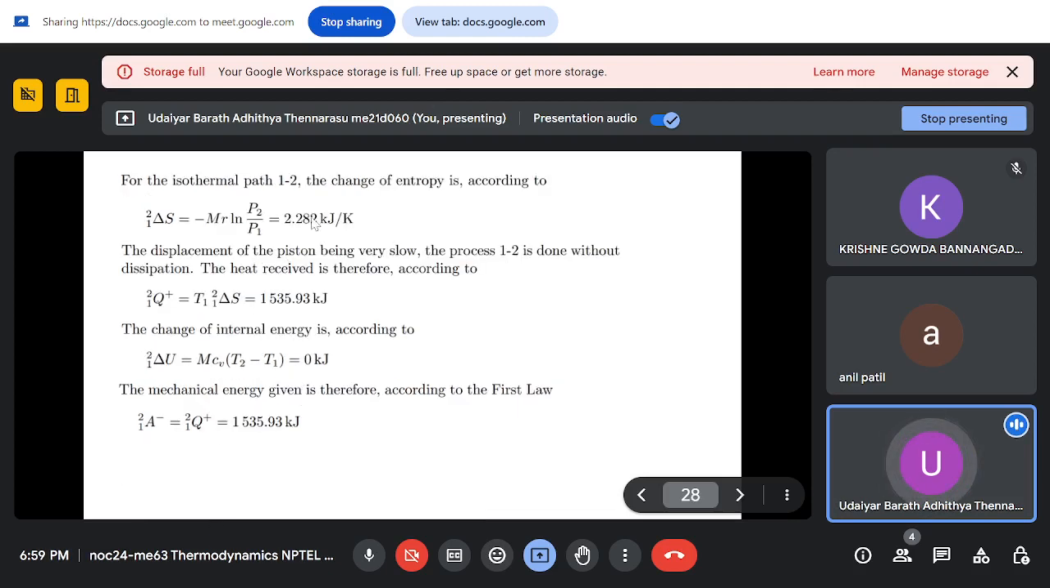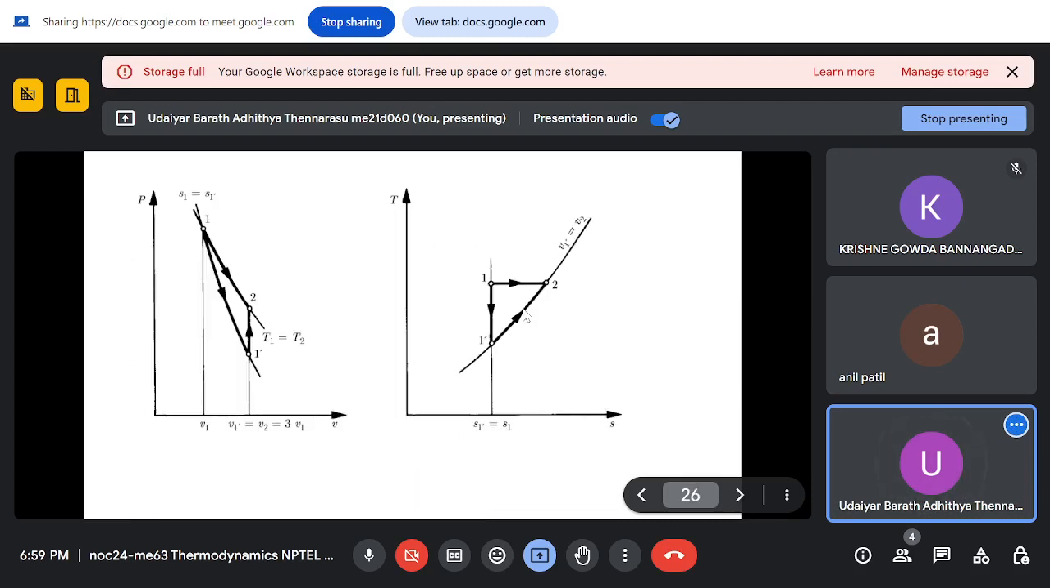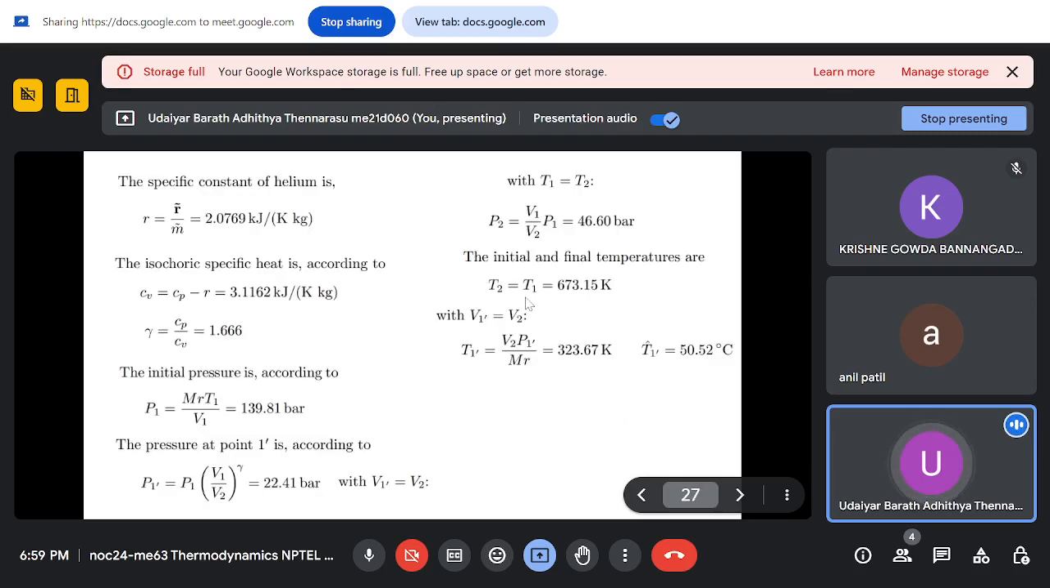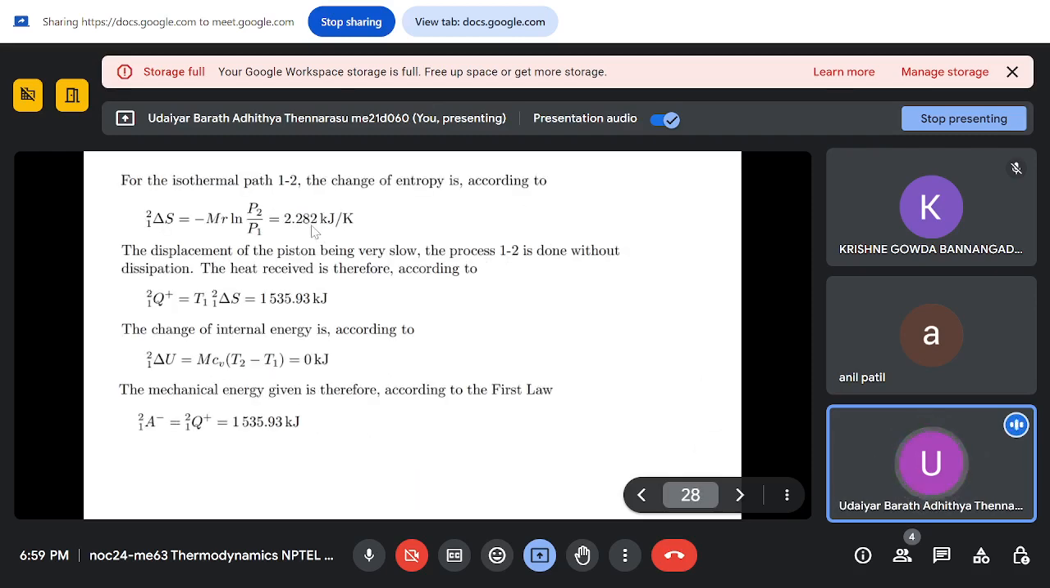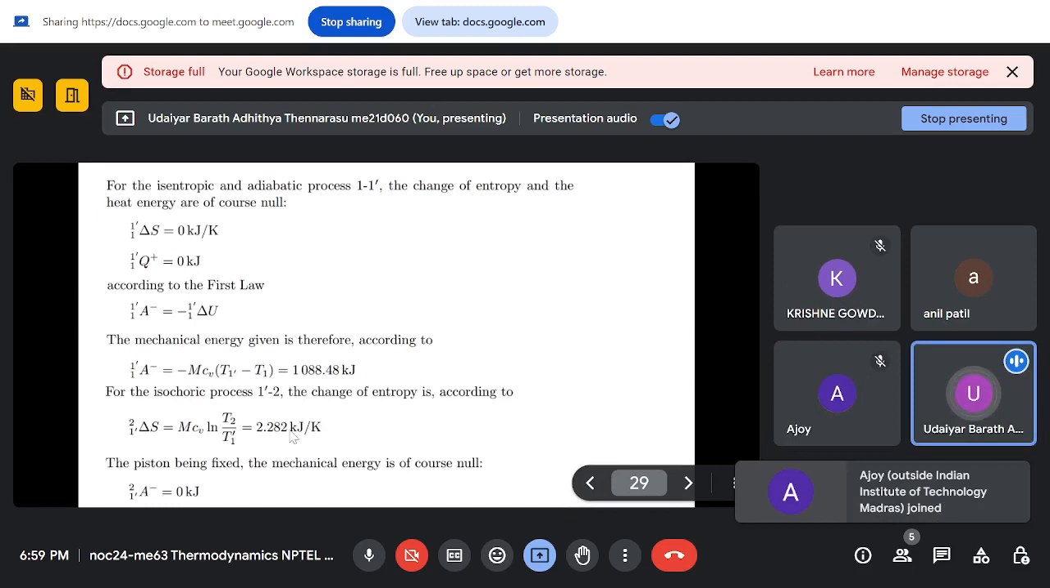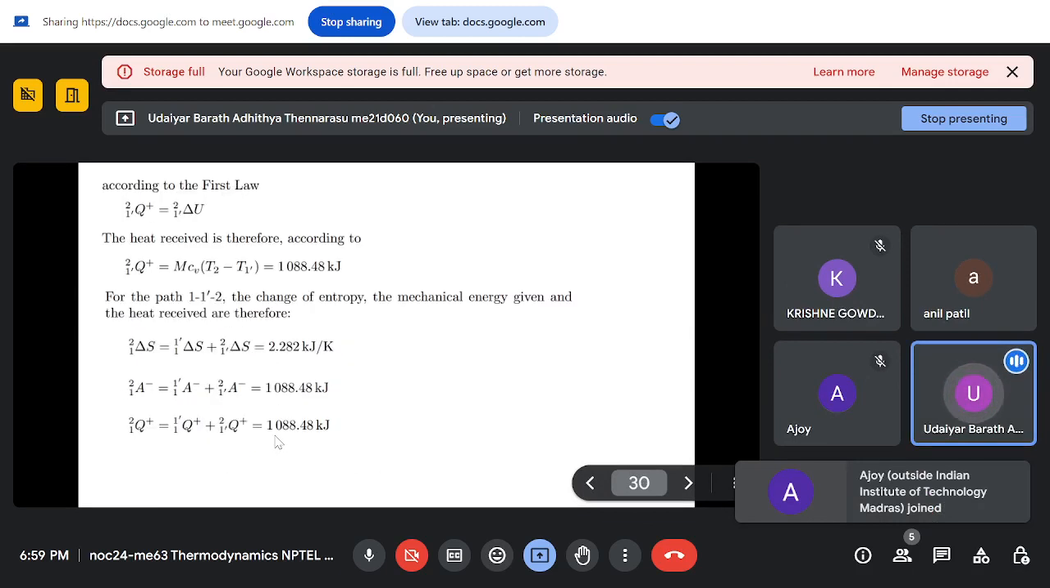If you see, previously during 1 to 2 you got the same entropy change. That's what happens with entropy. If you look at the T-S diagram, 1 to 2 is one way of going from state 1 to state 2. The other way was via 1 dash and 2. Ultimately, entropy being a state property, the change in entropy will be the same. So that's what is happening here, and you are getting 2.282 kilojoule per Kelvin.